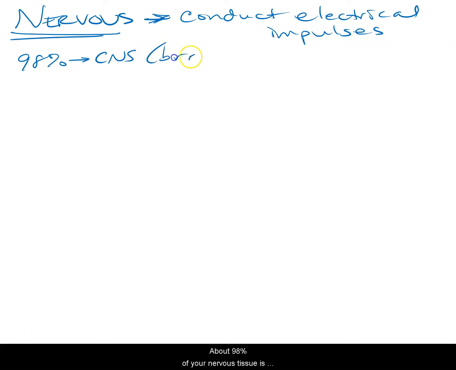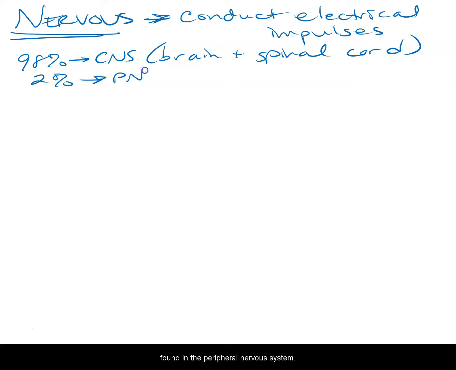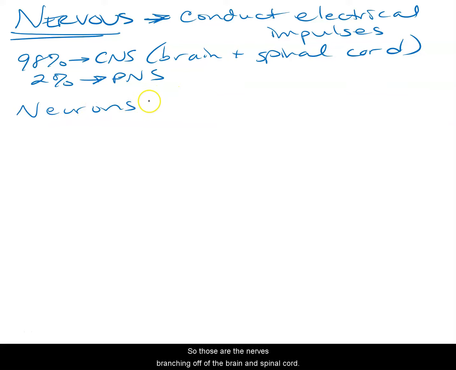About 98% of your nervous tissue is found in the central nervous system, which is made up of your brain and spinal cord, while 2% of your nervous tissue is found in the peripheral nervous system. So those are the nerves branching off of the brain and spinal cord.